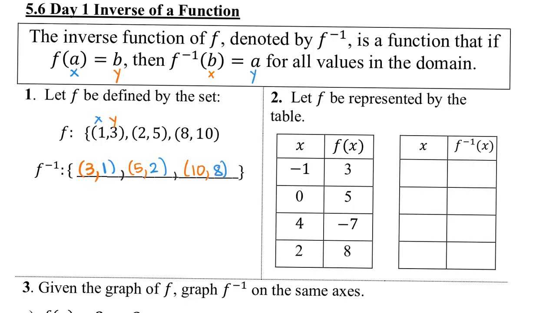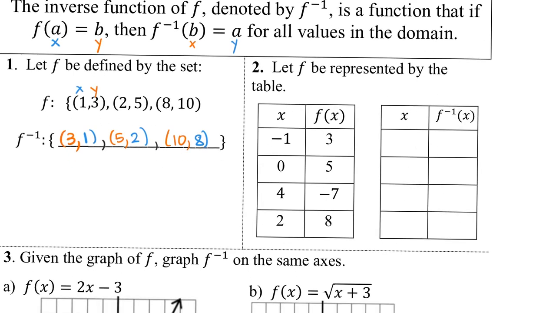Okay, we can have f represented by a table, and we do the same thing. For this table of f of x, if I do f of -1, I get 3. For the inverse, if I do f inverse of 3, I get -1 as the output. So if f of 0 is 5, then f inverse of 5 is 0. And then if f of 4 is -7, then f inverse of -7 is 4. And then for the last one, same, I'll switch the x and y. Instead of (2, 8), it's (8, 2).